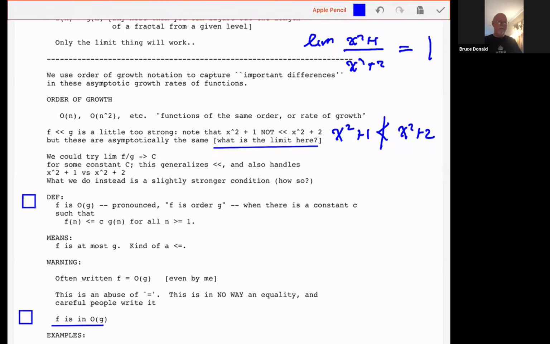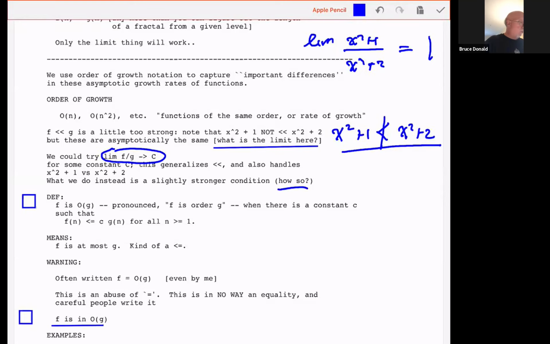So we could try to do some really weird thing here. We could try to say, well, let's have a definition where the limit of f over g is some constant. There's a branch of mathematics that does this, and it generalizes our notion and also handles this particular case. What we're going to do is a slightly stronger condition, and you can ask yourself how so later. That will be something for you to consider.